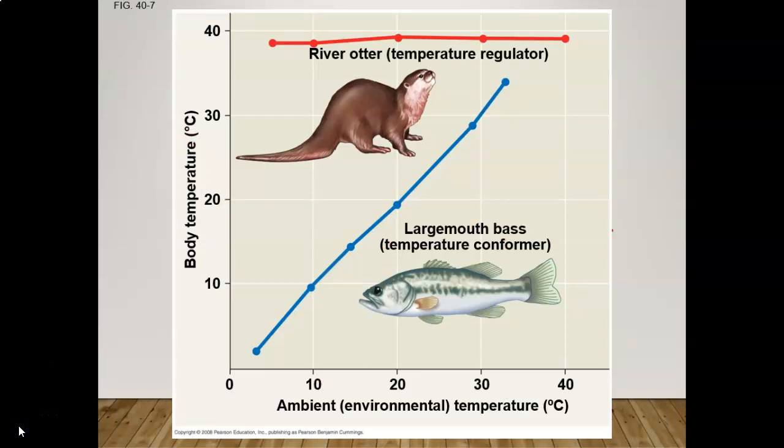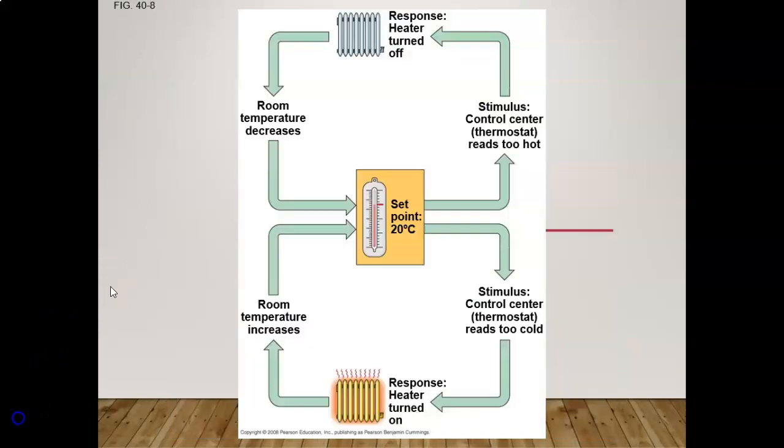The tissues are going to be different in different animals that have different needs. The fat in the river otter is going to be a lot different than the fat in a largemouth bass, because these are a temperature conformer. They just stay the temperature of their water ecosystem, whereas these are a temperature regulator. They make sure that they maintain a higher body temperature.